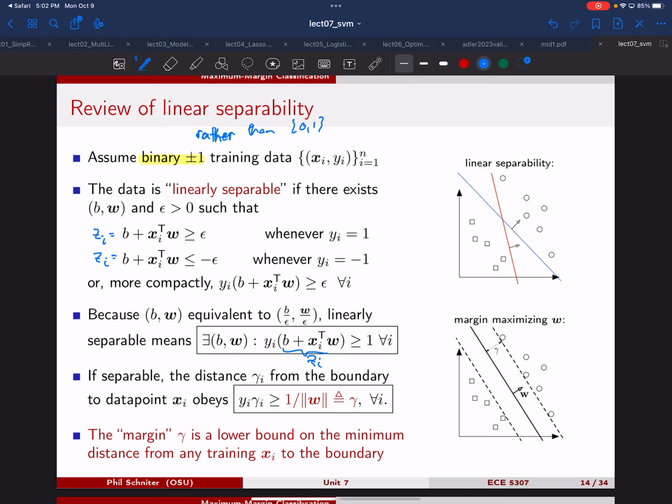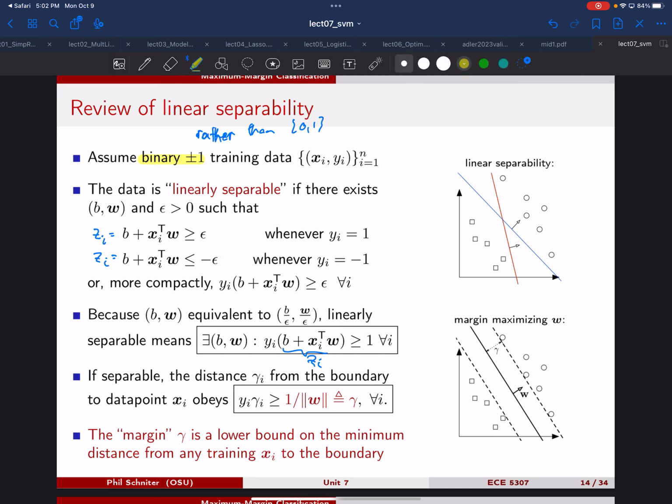So you're taking the score and multiplying by this plus or minus 1, y, and you want the sign-corrected score to always be 1 or larger. You can find some b and w for which that holds for all your data samples. That's one way to write linear separability. That's in fact how we're going to write it.